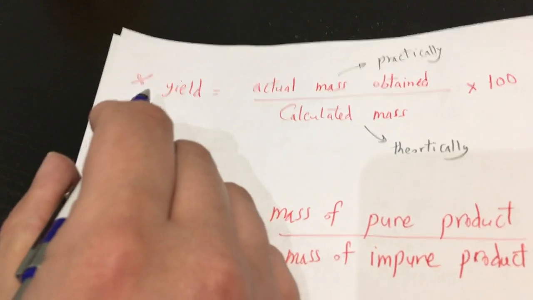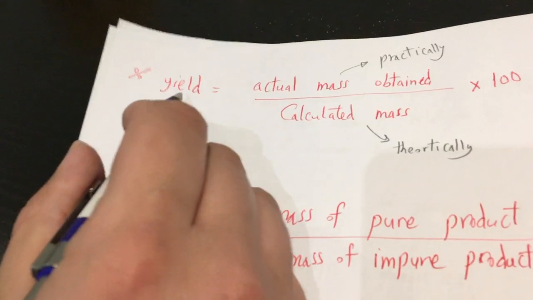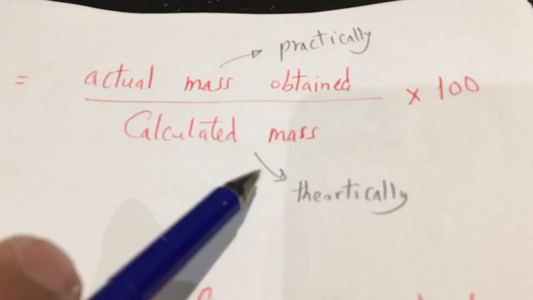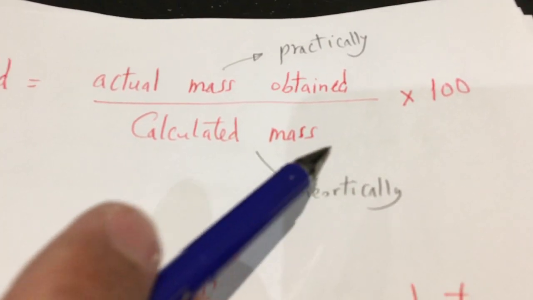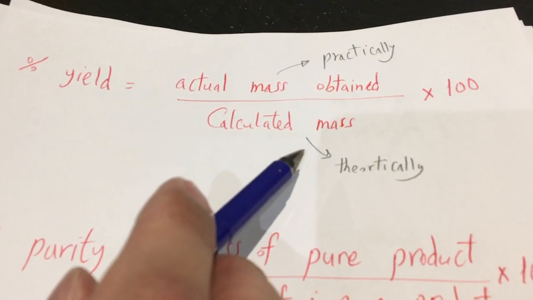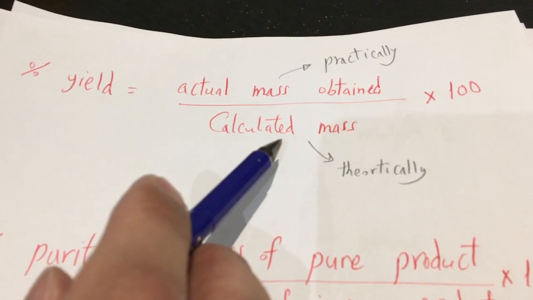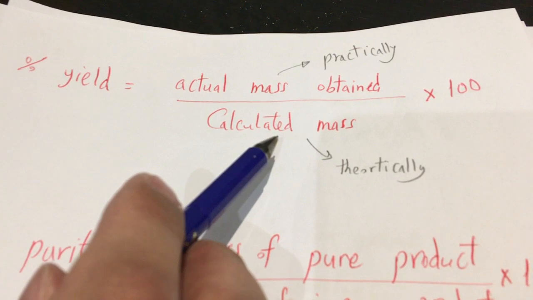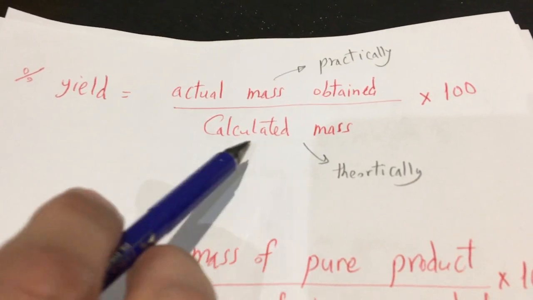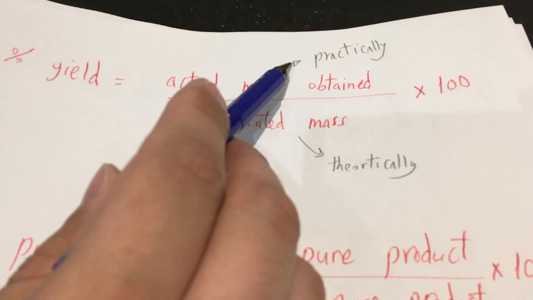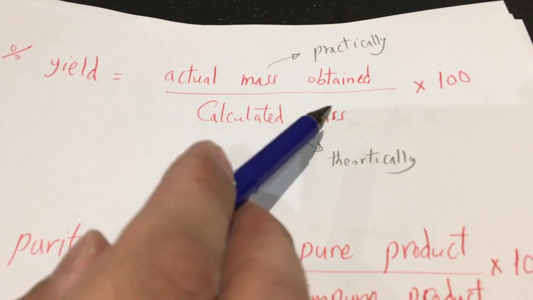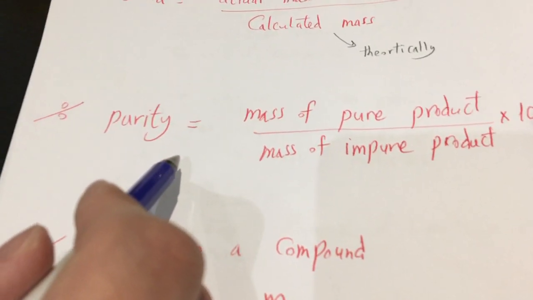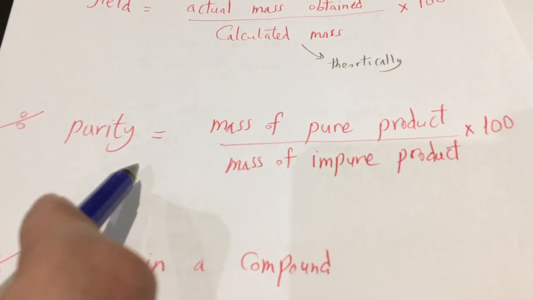So here, how do you calculate the percentage yield? You divide the actual mass obtained practically over the calculated mass obtained theoretically, times 100. Again, you do some chemical reaction, you do an experiment in the lab, and you have a yield, a product. Its mass will always be less than the theoretical mass calculated in chemical calculations. So when you divide the mass obtained practically in the lab over the theoretical mass times 100, this is the percentage yield.